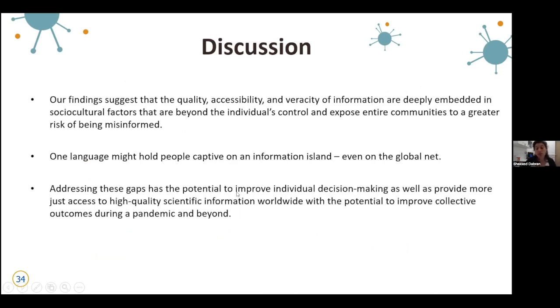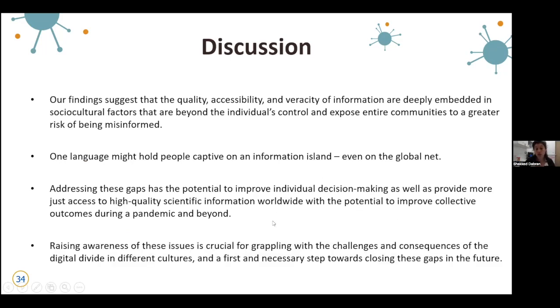Addressing these gaps has the potential to improve individual decision-making, as well as provide more just access to high-quality scientific information worldwide, with the potential to improve collective outcomes during a pandemic and beyond. Raising awareness of these issues is crucial for grappling with the challenges and consequences of the digital divide in different cultures, a first and necessary step toward closing these gaps in the future.